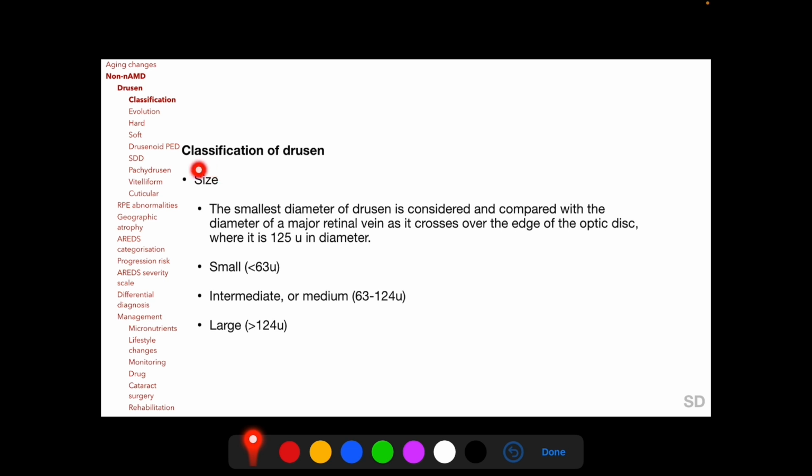When considering the size of a druse, the smallest diameter of the druse is considered and compared with the diameter of a major retinal vein as it crosses over the edge of the optic disc, where the major retinal vein is usually 125 microns in diameter. And when the smallest diameter of the druse is larger than this value, the druse is classified as large. When the smallest diameter of the druse is smaller than half this value, the druse is classified as small, and in between, the druse is classified as intermediate or medium.